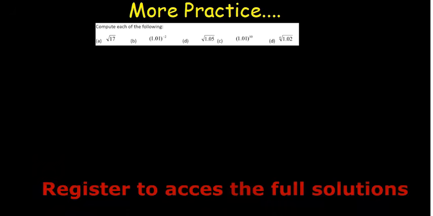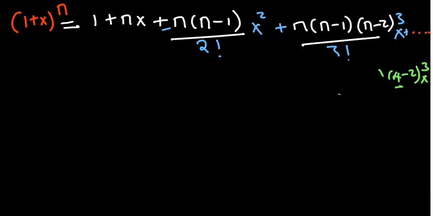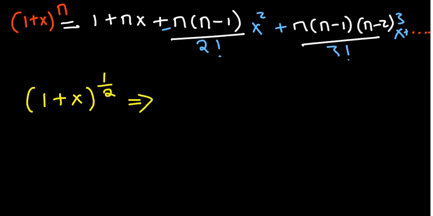Compute each of the following. Now it becomes interesting if you look at it in terms of fractions, let's say 1 plus x to the power 1 over 2. You can pause the video and just try that one out. And then you can also have 1 plus x raised to the power negative 2. How do you also handle that?